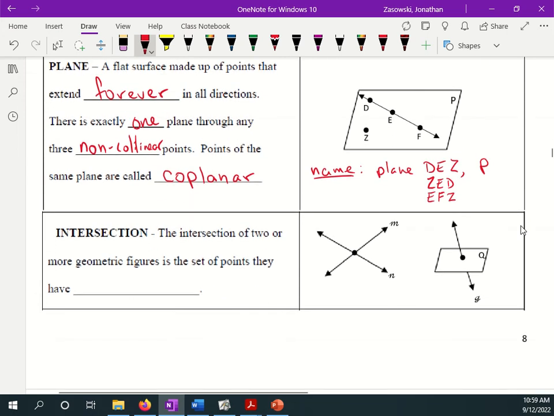All right. The intersection of 2 or more geometric figures is the set of points they have in common. So far, so good? Now, 2 lines are going to intersect at a point. A line and a plane are also going to intersect at a point. Any idea what 2 planes intersect at?